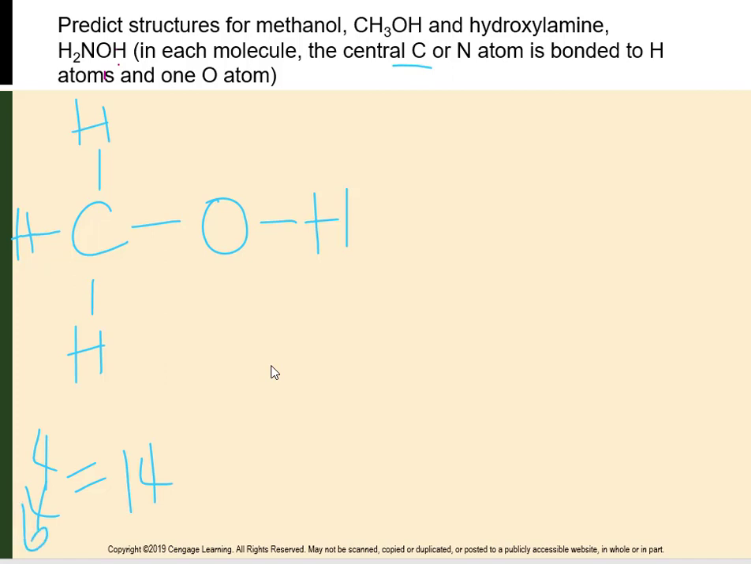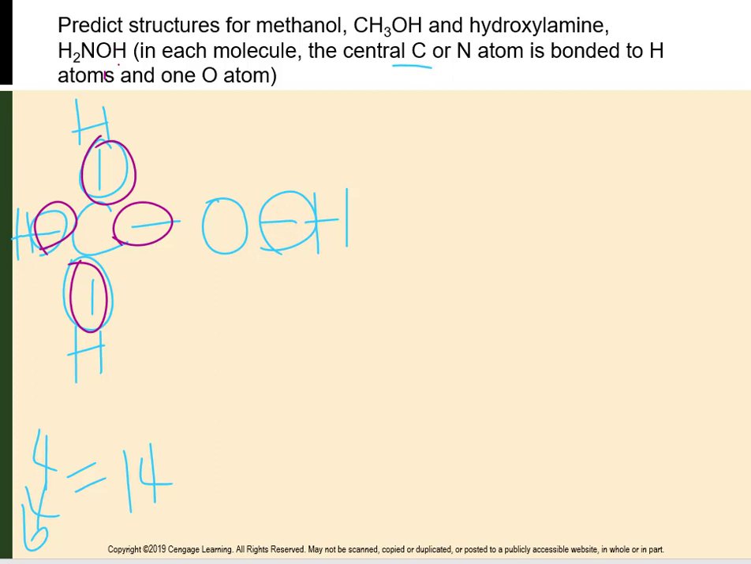Okay, so right now we have 2, 4, 6, 8, 10. We need 2 more electron pairs to make everybody happy. Let's see who's happy. These H's are happy because there's 2. 2, 2, and 2. All the H's are happy. So now we got to see, is carbon happy? I'm going to change colors here so we can look at carbon. 1, 2, 3, 4, 5, 6, 7, 8. Carbon's happy. Oxygen must be the culprit for not being full.